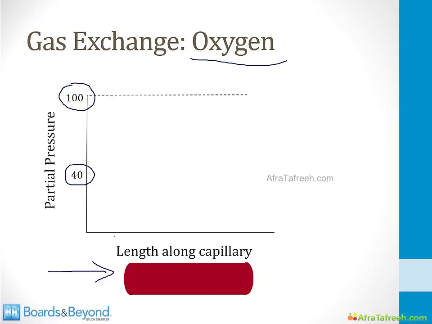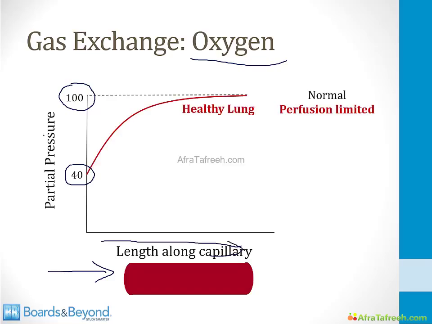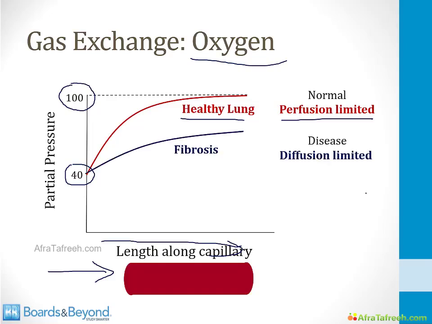And if we were to look at how oxygen content changes as blood moves along a pulmonary capillary, we would get a curve that looks like this. So oxygen does reach equilibrium with the alveoli, and that means that in healthy lungs, oxygen is perfusion limited. There are, however, pathologic processes which impair the uptake of oxygen, and when that happens, we can get something that looks like this. For example, pulmonary fibrosis impairs diffusion of oxygen into the bloodstream. So in patients with pulmonary fibrosis, they can develop hypoxemia.